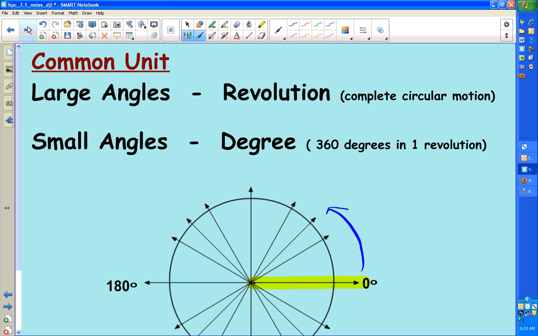Smaller angles, between 0 and 360 degrees, is less than 1 revolution. 1 revolution is 360 degrees.